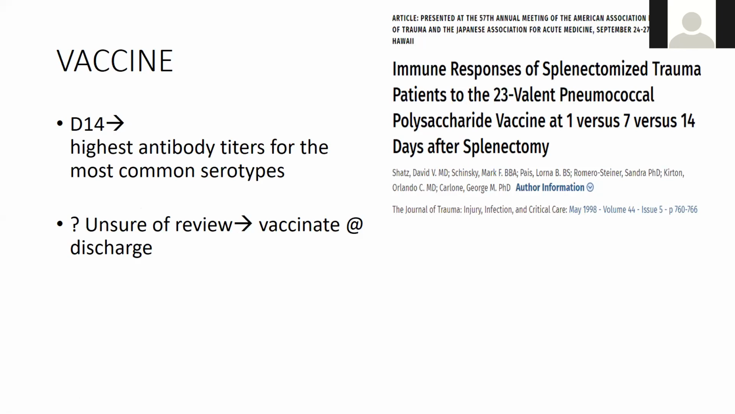But what happens to patients where you can't ensure that they return for vaccinations? Well, you can still vaccinate them, especially upon discharge, so that they get some form of coverage. But as we said, the maximum amount of immunity is after day 14. If you're unsure of clinical review, you would still vaccinate them at discharge, regardless of whether they've reached day 14 post-splenectomy. And that's an article that we can go look at after.